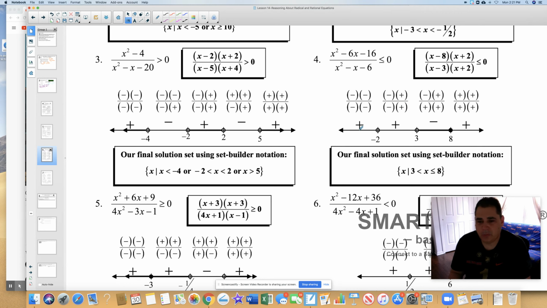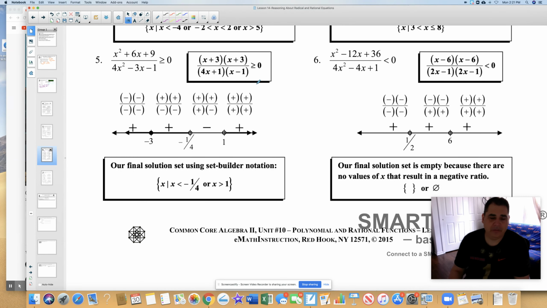Then you use test points. Try negative 3. See what you get. We want something that's going to be less than 0. So you want something that's going to be negative. So if you get a negative, you shade it. If you get a positive, you do not shade it. So positive, no shade. Positive, no shade. Negative, shade. Positive, no shade. So there's only one region that gives you a negative. And that's what we want. We want numbers that are going to be less than 0.